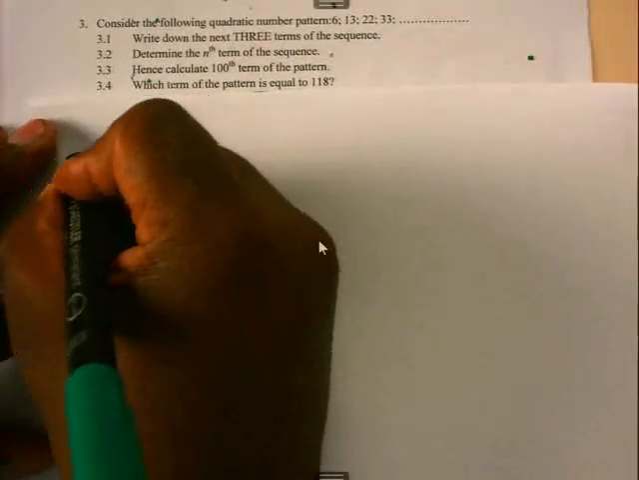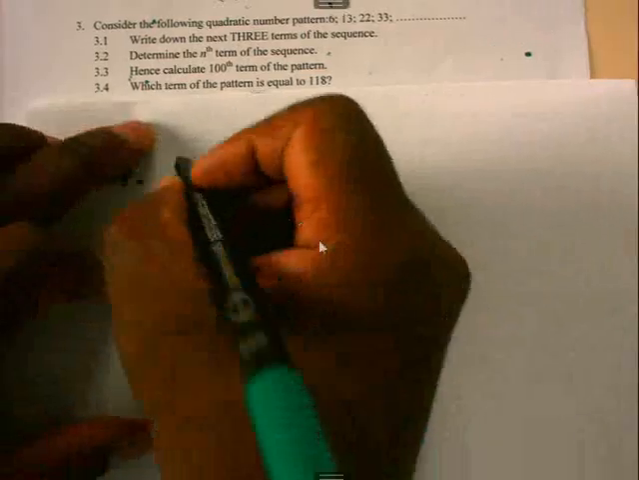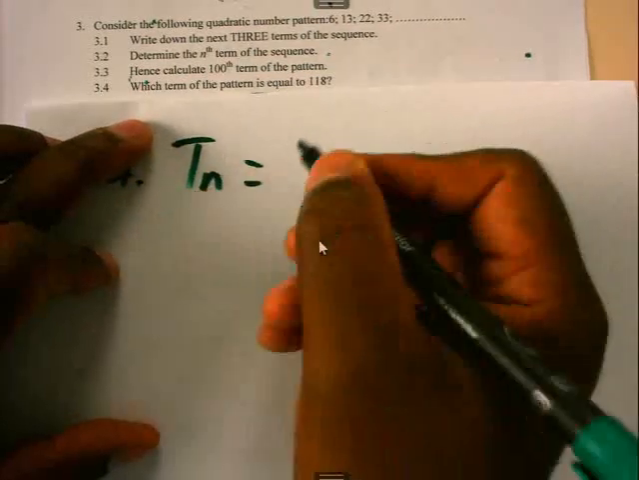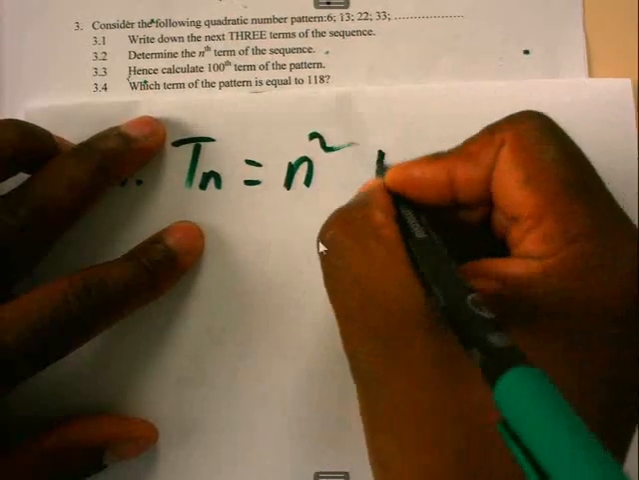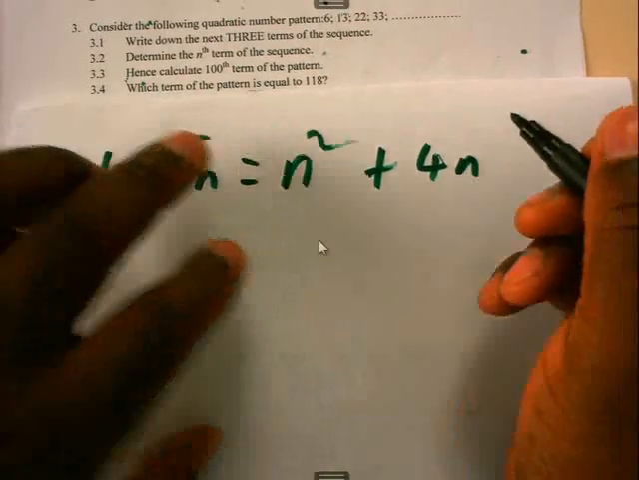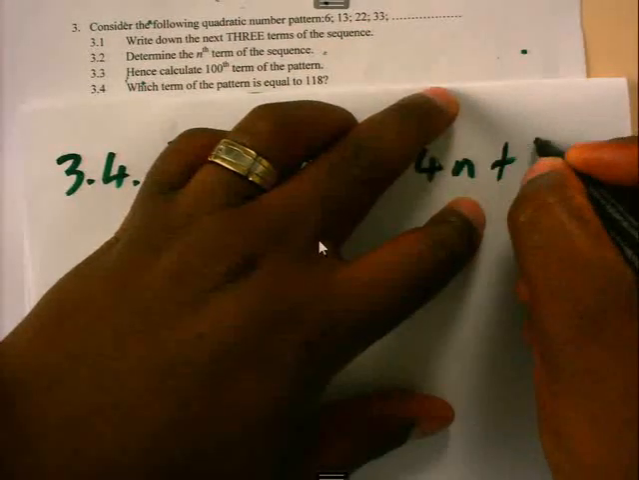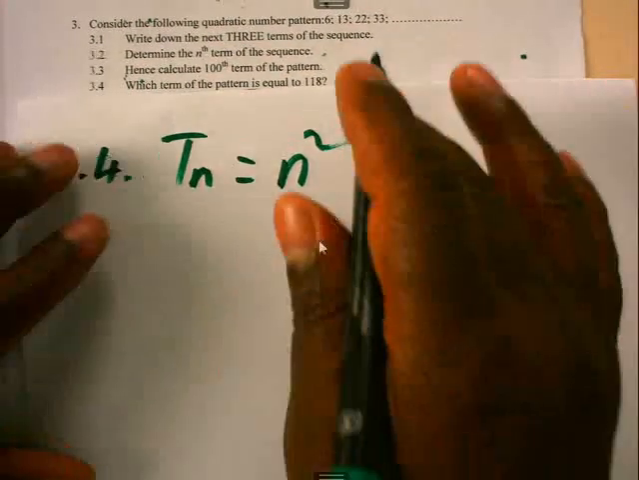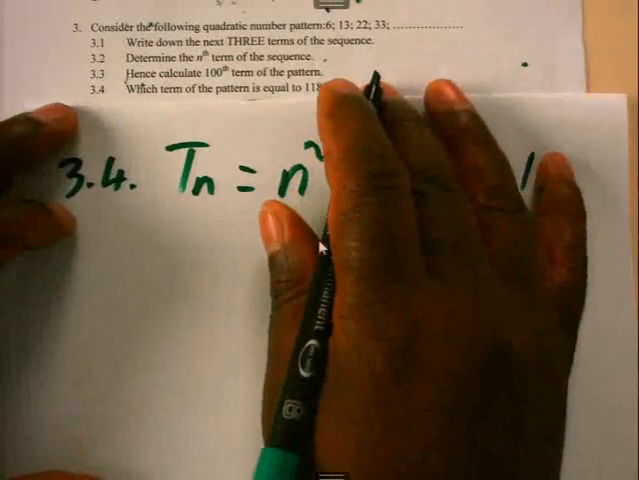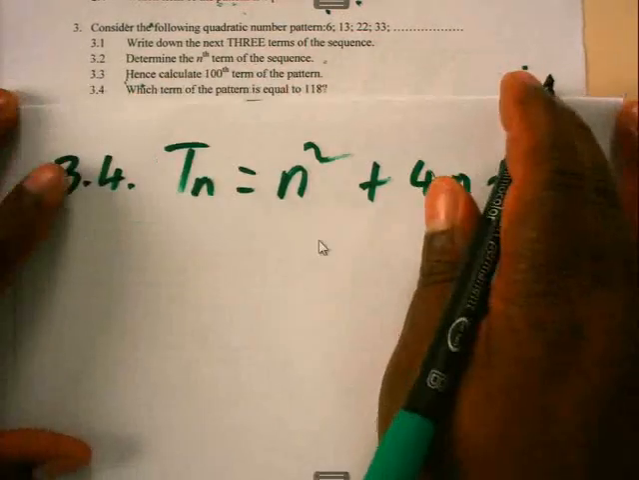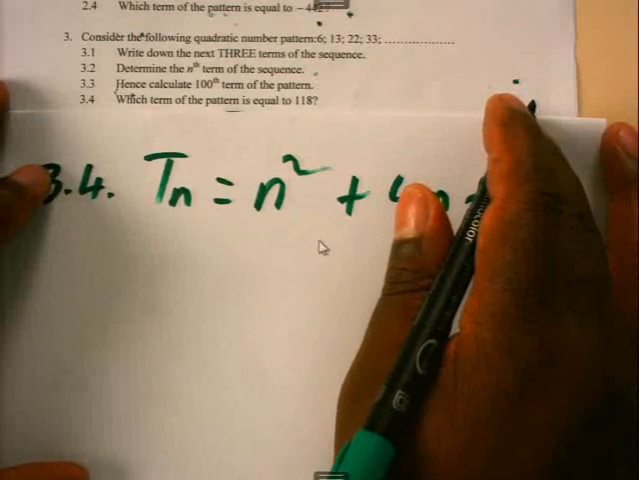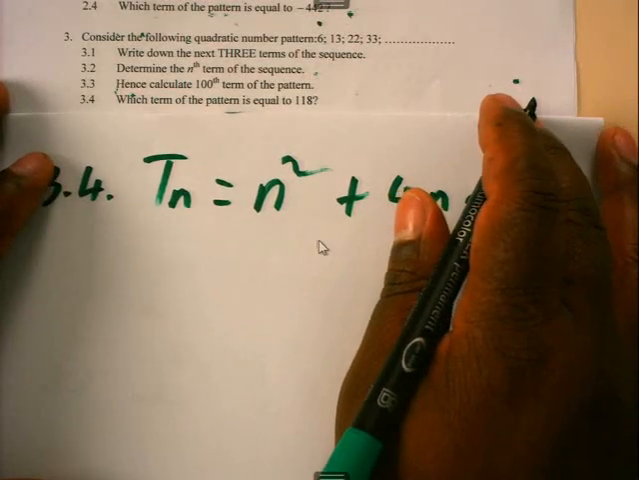3.4. Remember our nth term? Our nth term is Tn equals n squared plus 4n plus 1. So which term is equal to 118? 118 will be our Tn because we do not know its position. We don't know the position of 118.